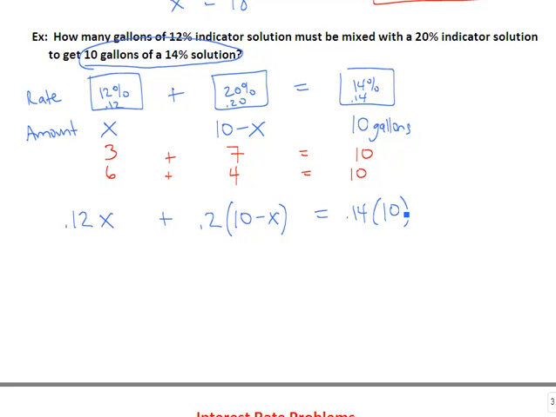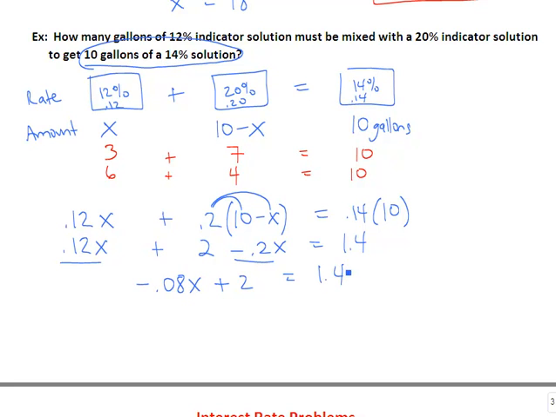There's our equation. Now to solve it, let's go ahead and multiply and distribute. So I get 0.12x plus 0.2 times 10 is 2. 0.2 times minus x is minus 0.2x. And 0.14 times 10 is 1.4. We have a couple like terms on the left side. 0.12x minus 0.2x turns out to be negative 0.08x. The plus 2 is still there, and this is still equal to 1.4.